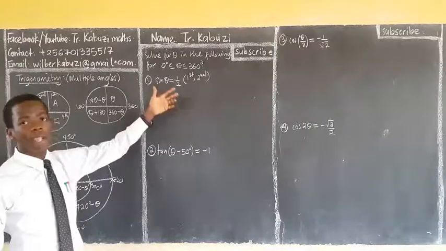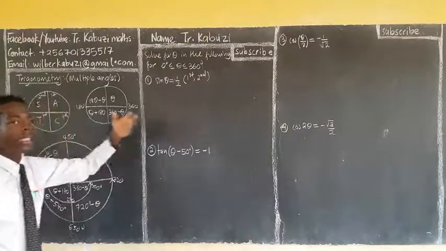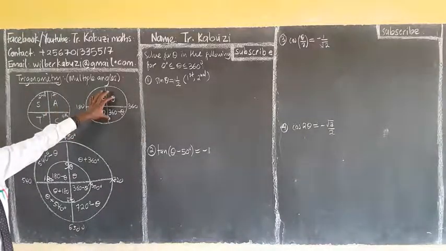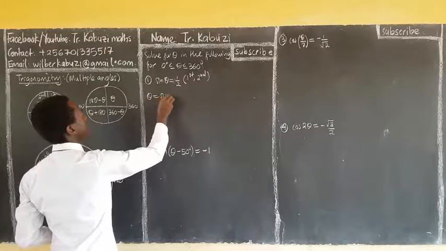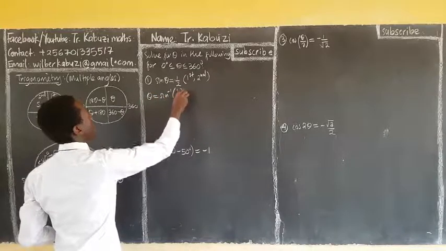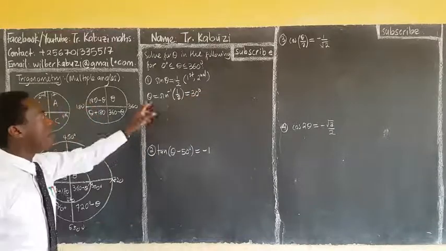Now we get the acute. To get the acute, this one should be positive. Now that attribute is going to help us get the angles in these other quadrants. So from here it starts: theta will be sine inverse of a half, which will be 30 degrees. Now this is my acute angle.